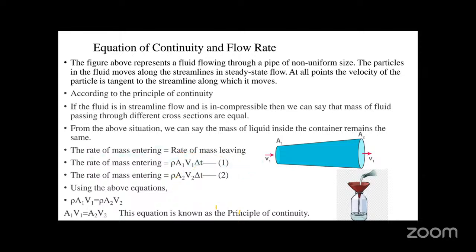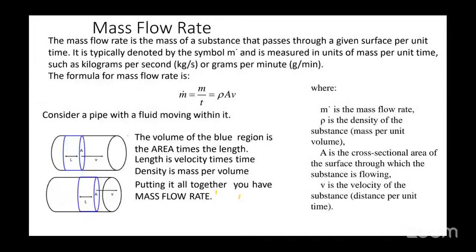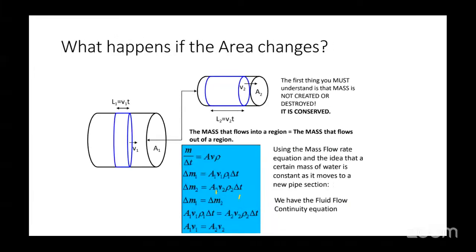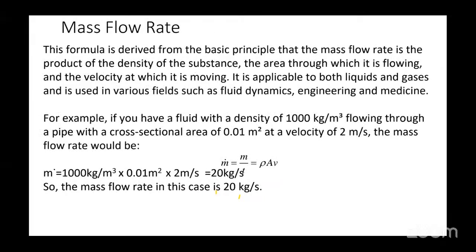So let's move on to the next slide. Now, we want to look at mass flow rate. I think it's part of what we have just considered. Mass over time is equal to density AV. So let's look at that example. There's an example there.